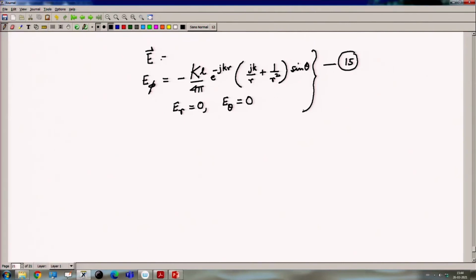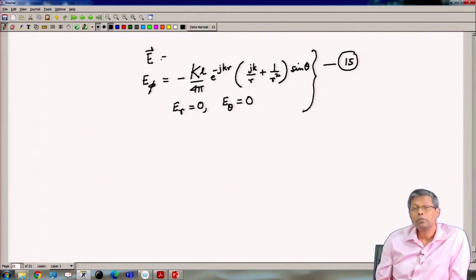So, let us stop here. We will next calculate the radiated magnetic field components by the magnetic current source. Thank you.